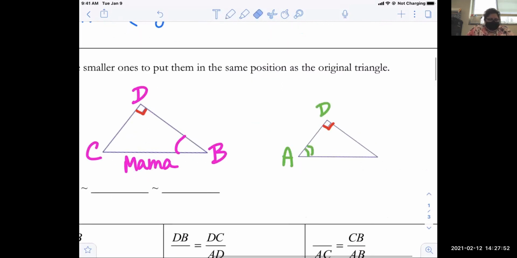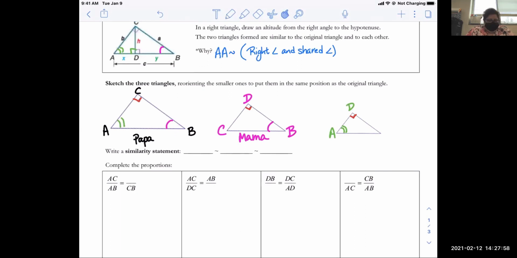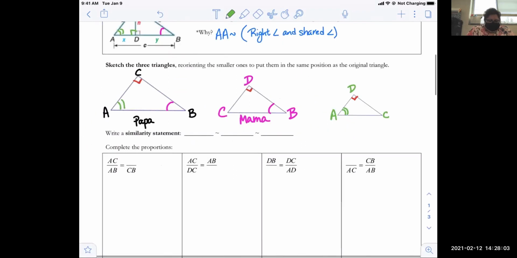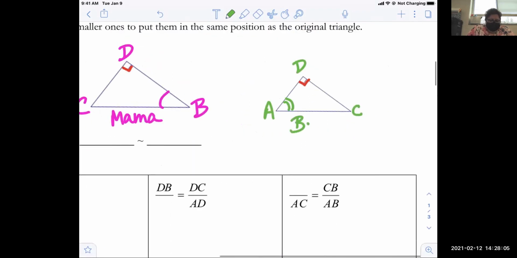Okay, so remember we had those shared angles. Hannah told me, they're similar by angle because they share that angle. That's how it's got to work when you reorient them as well. And then your last vertex there will be C. Baby Triangle.